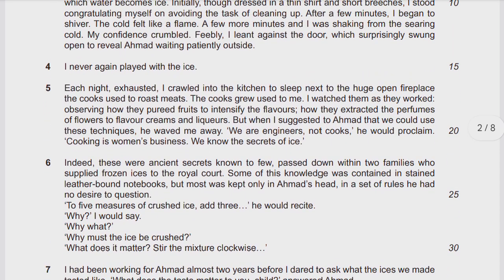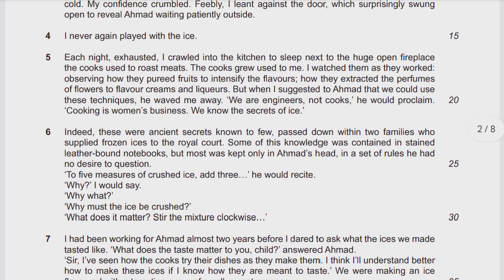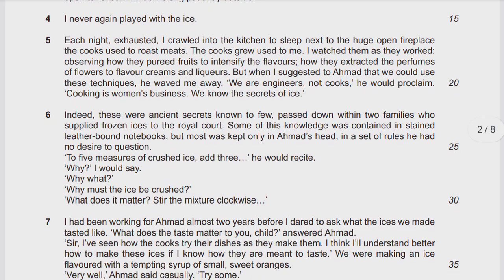I never again played with the ice. Each night, exhausted, I crawled into the kitchen to sleep next to the huge open fireplace the cooks used to roast meats. The cooks grew used to me. I watched them as they worked, observing how they pureed fruits to intensify the flavors, how they extracted the perfumes of flowers to flavor creams and liqueurs.